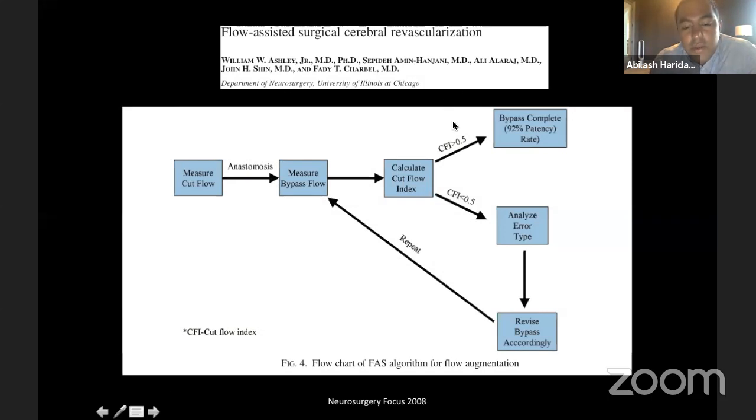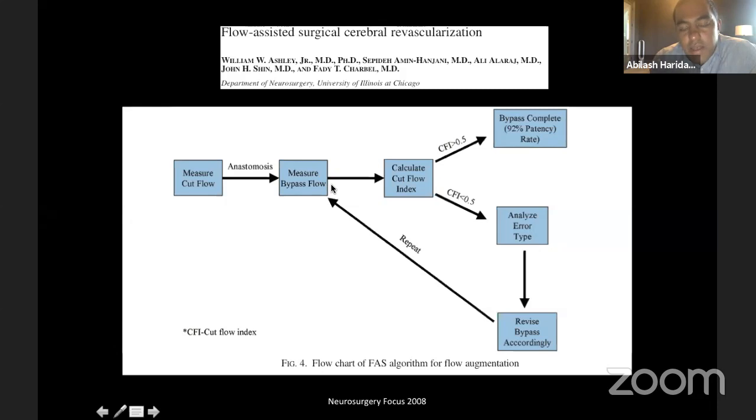This is a paper from 2008, Dr. Charbel, Dr. Amin-Hanjani, and the team at Chicago. I had the honor and pleasure of training under him, and he taught me bypass surgery when I was a fellow with him. And they developed this concept of cut flow index, where I will show you where we do this in one of the videos coming up, where when you cut the superficial temporal artery, you measure the flow within the superficial temporal artery.